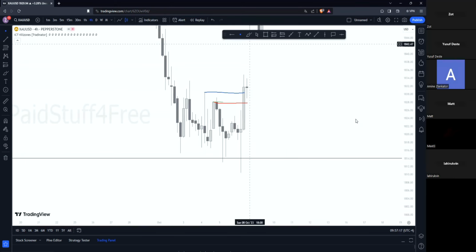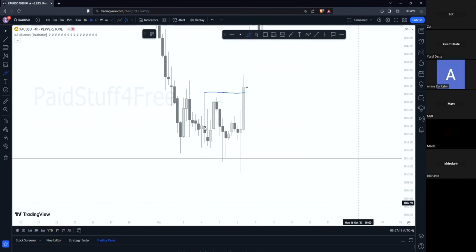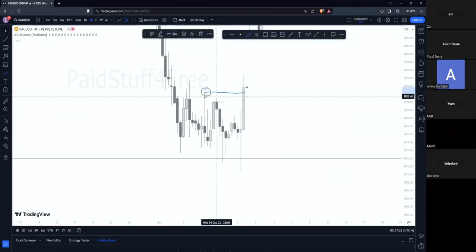So for me, this one is a break, but we only said we break the shadow or the wick on H1. Now we are using H4, right? So we just break the body. We don't necessarily have to break the wick. Okay. So we broke this one.